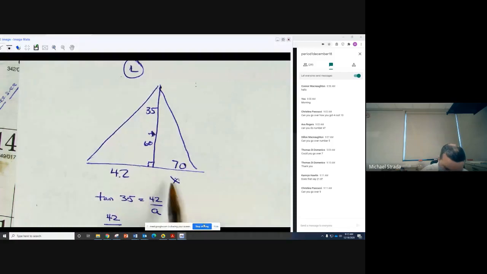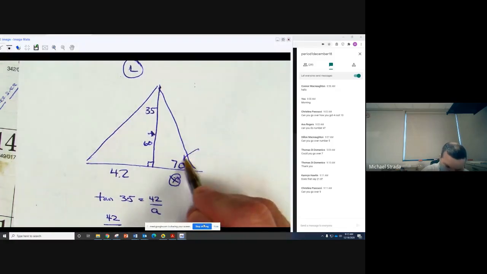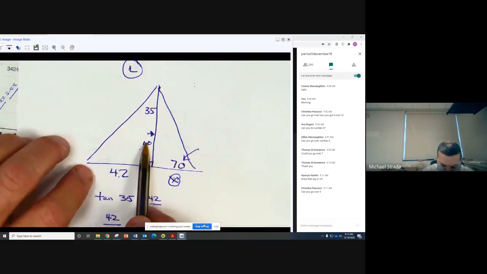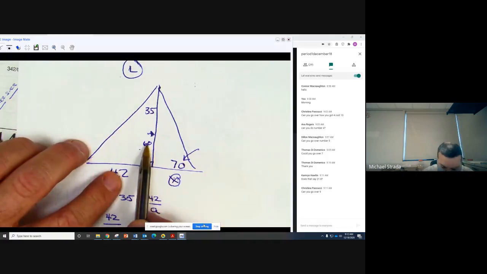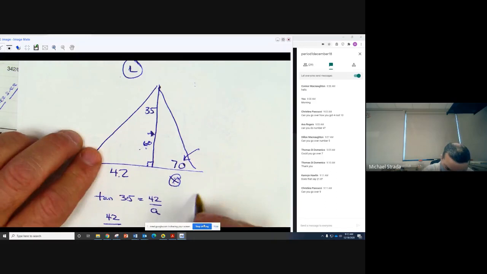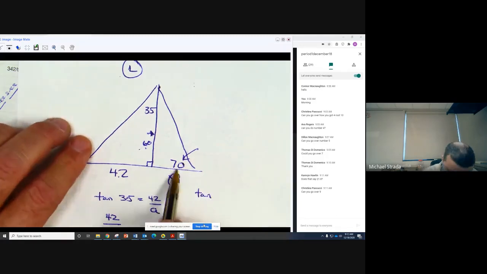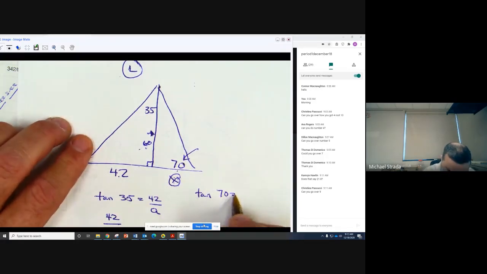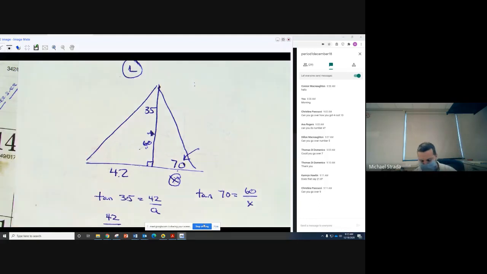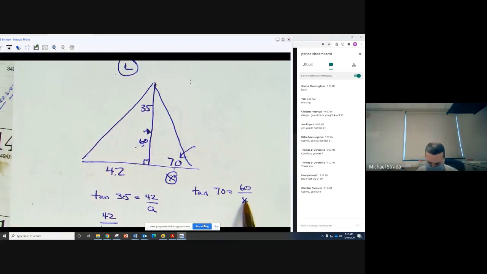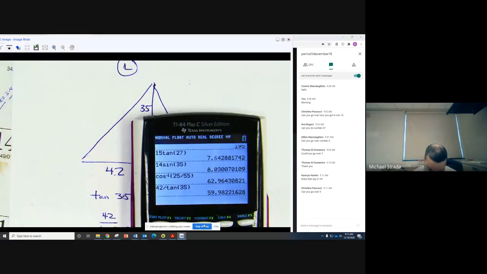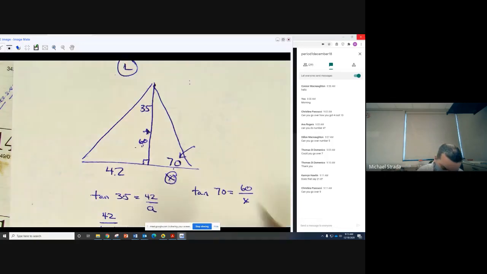Now I'm going to go to this, and that's 70 degrees. But instead of a variable, now that's a side length. That's the opposite, that's the adjacent. So once again, we're going to use tangent. This time we're going to use that angle, so tangent 70 equals the opposite, which we found in the previous step to be 60, over the adjacent. Again, the variable's in the denominator, so I'm going to divide 60 divided by tangent 70. And I get 21.8.